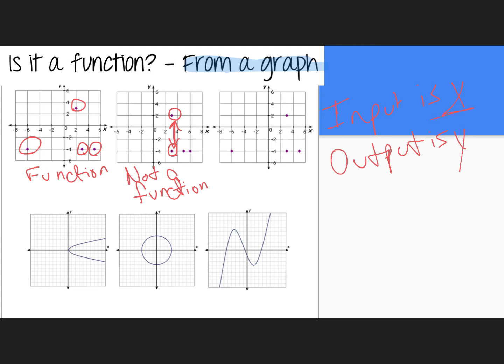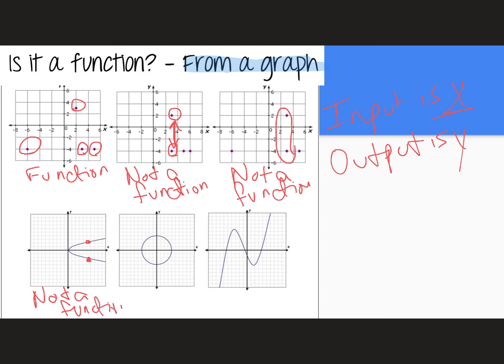So let's look at the next one. This one, again, I have two spots directly above each other. So it is not a function. It does not matter if they're on the same horizontal line, it's on the same vertical line. That is an issue. So now let's come down and look at these bottom ones. This first one, if I look at an x value here, I also have another y value there. So they have two y values. Not a function.